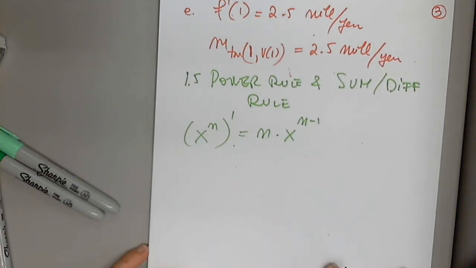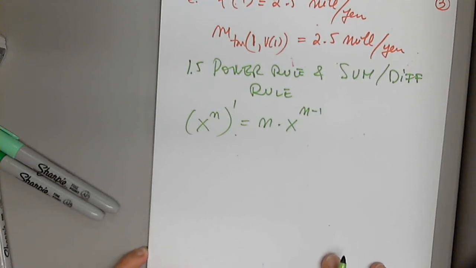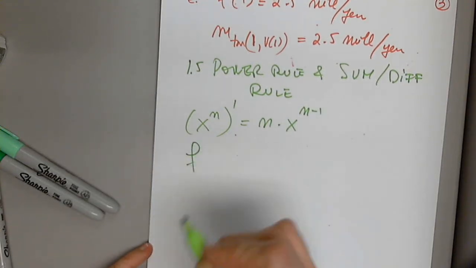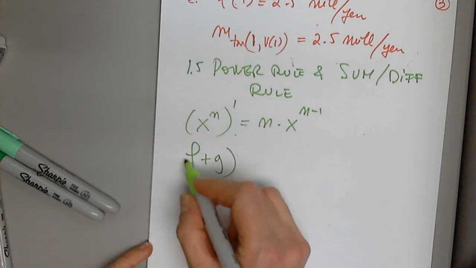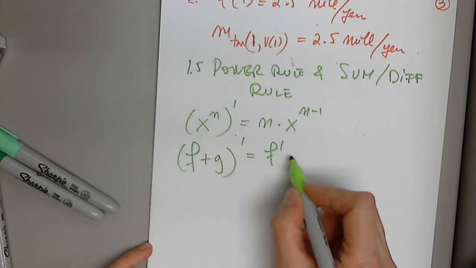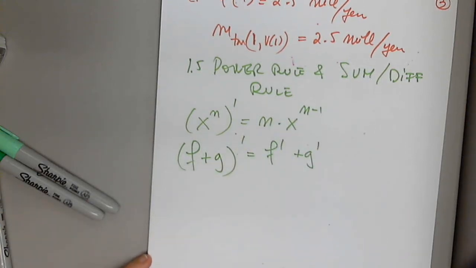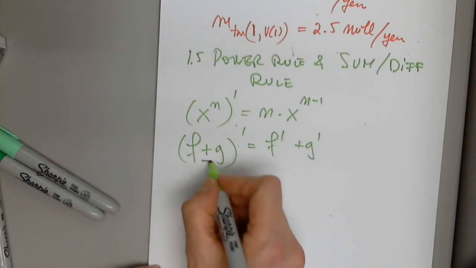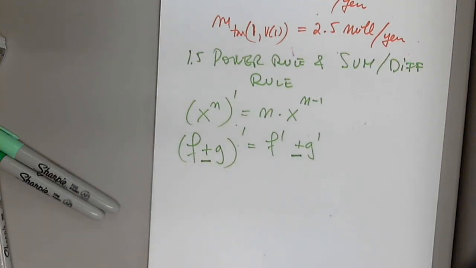Good. So now 2 other rules that are common sense, I would say, from the limit laws. F plus g prime is f prime plus g prime. Makes sense. What about the difference? It's the difference.